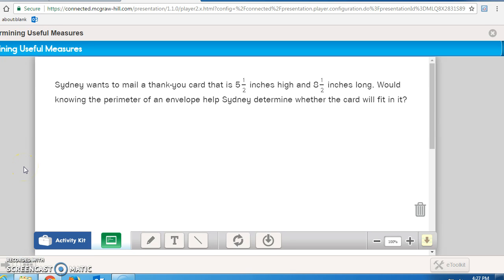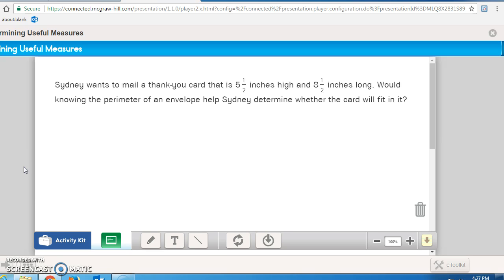Read this silently to yourself as I read it out loud. It says, Sydney wants to mail a thank you card that is 5.5 inches high and 8.5 inches long. Would knowing the perimeter of an envelope help Sydney determine whether the card will fit in? Be prepared to support your answer with an example.